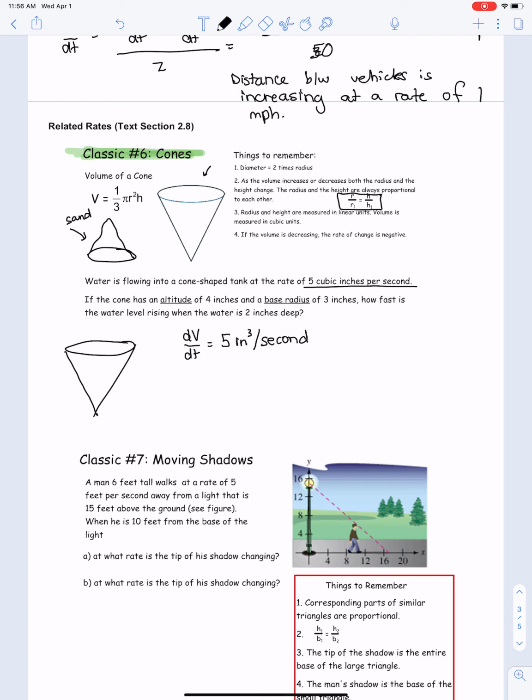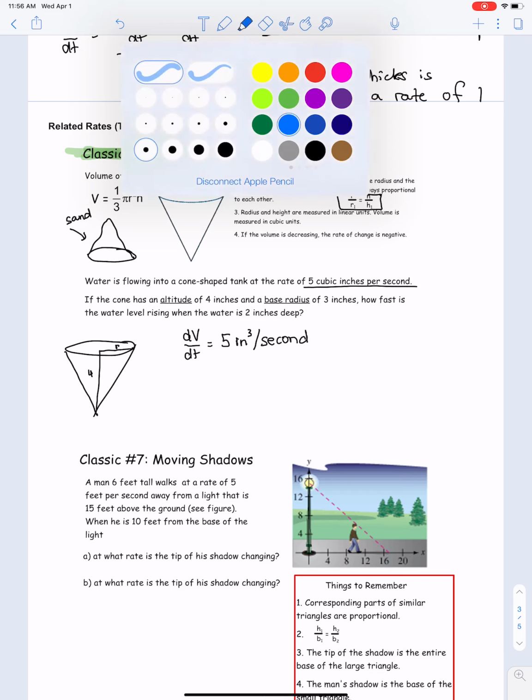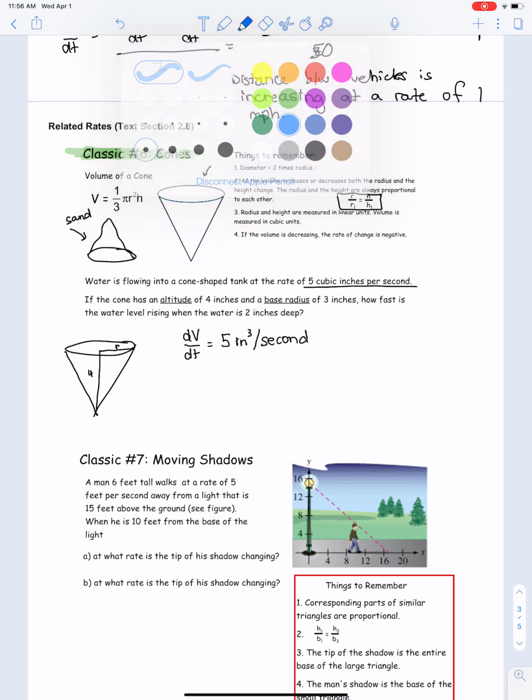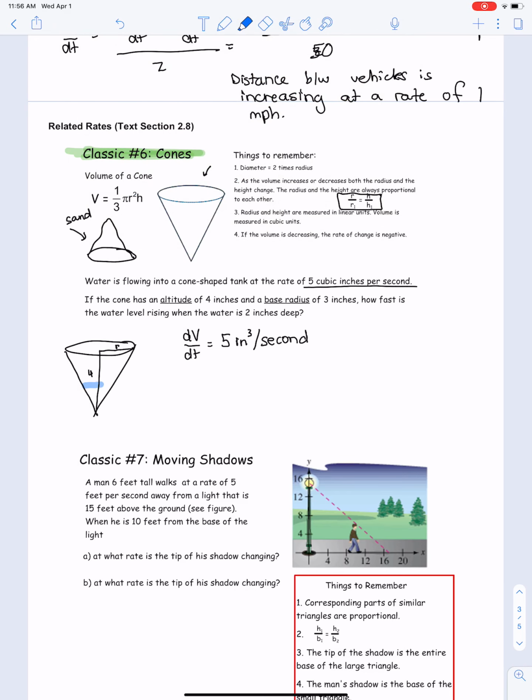Now they give you the original height of the cone and the original radius of the cone, but that's not what we're interested in. We're actually interested in the radius and the height of the water level. So when water's filling up, there's some amount of water. The water's in blue. At this point, the height of this water level is h, and the radius of the water level is r. And I put an r here. That should be the radius of the cone, which was a base radius of 3.